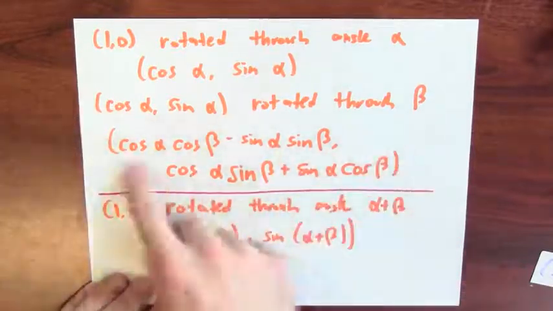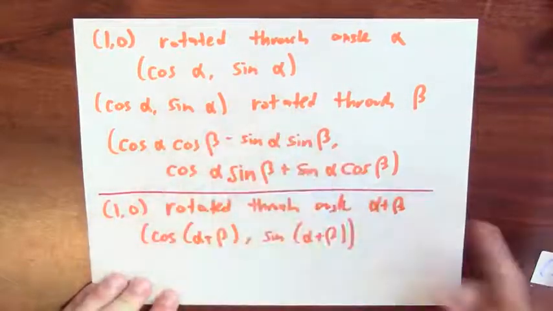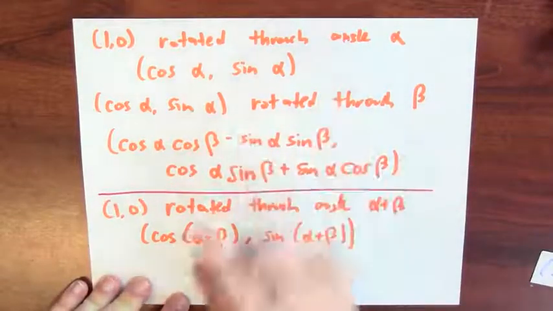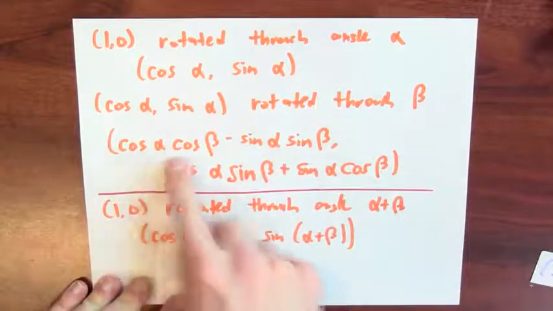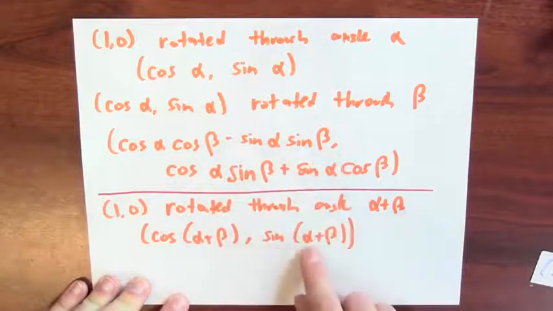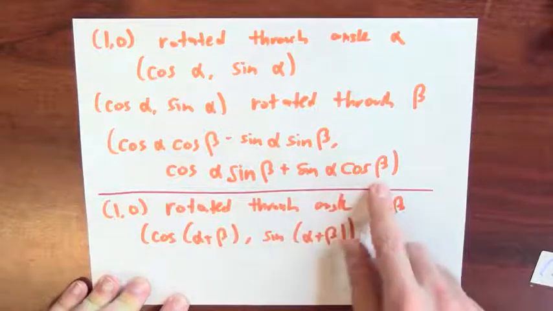But that's the same point as I'd get if I started with 1, 0 and just rotated the whole thing initially through the angle alpha plus beta. This means that cosine of alpha plus beta must be equal to cosine alpha cosine beta minus sine alpha sine beta, and sine of alpha plus beta must be cosine alpha sine beta plus sine alpha cosine beta.